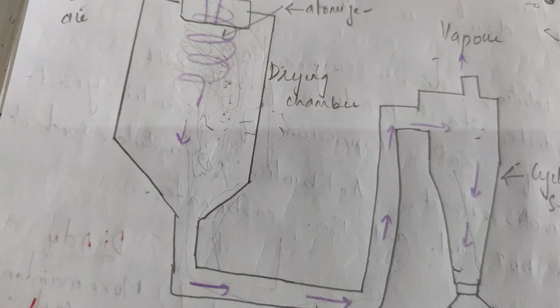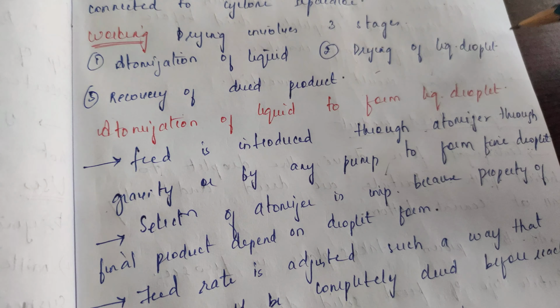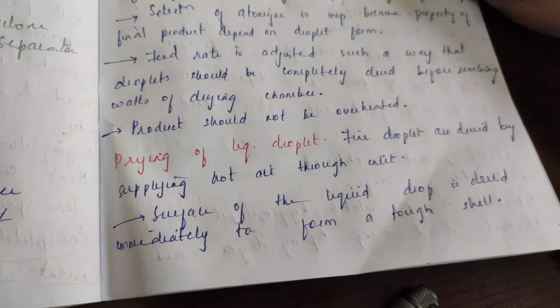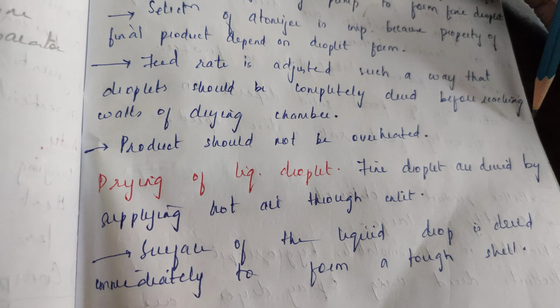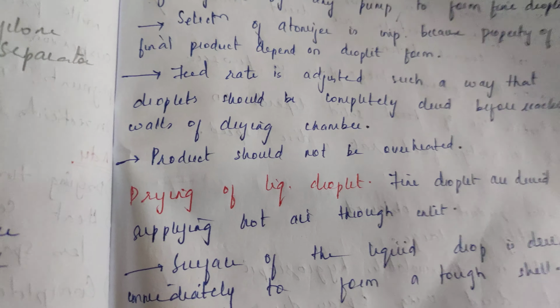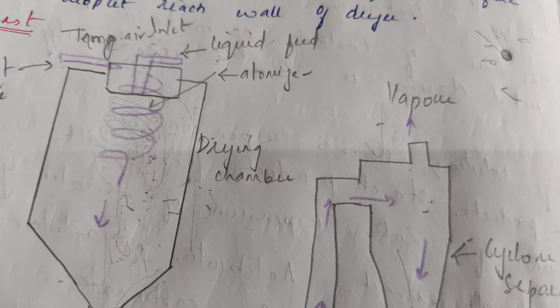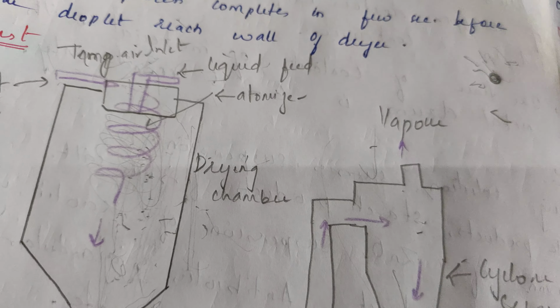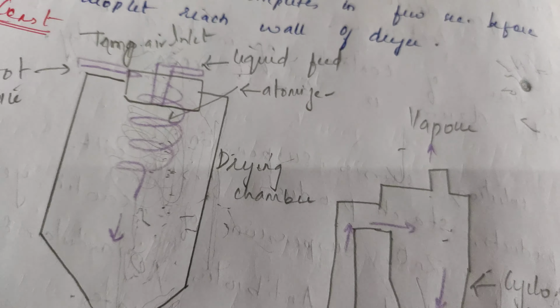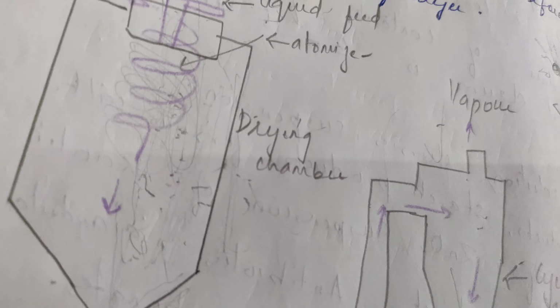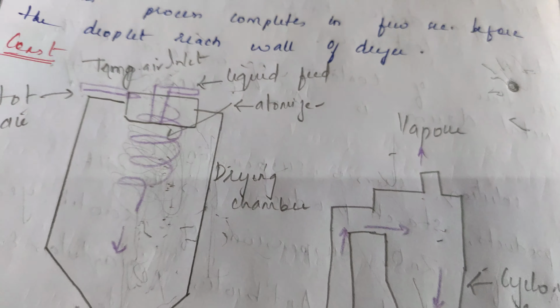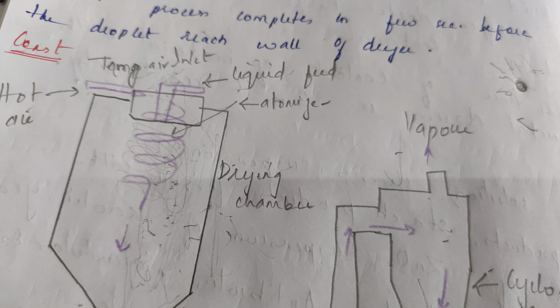So three processes are there: atomization of the liquid, drying of the liquid in the chamber, and recovery of the dried product. Drying of the fine liquid droplet: fine droplets are dried by supplying hot air. First there will be a formation of a tough shell, and the inside liquid material will try to diffuse out, but the diffusion is stopped. Why? Because the velocity of the outside hot air is more than the rate of diffusion, hence diffusion will be stopped. Inside water will be completely dried out.